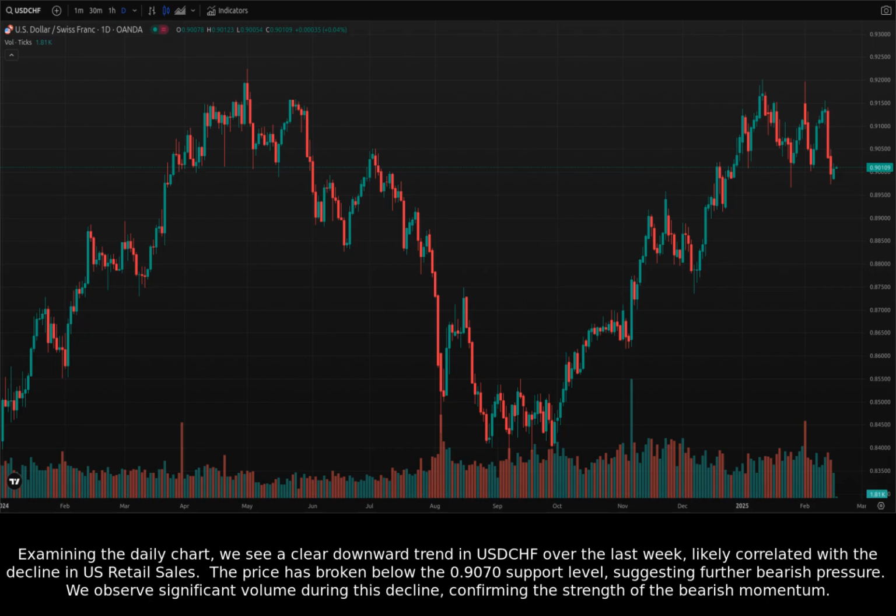Examining the daily chart, we see a clear downward trend in USDCHF over the last week, likely correlated with the decline in US retail sales. The price has broken below the 0.9070 support level, suggesting further bearish pressure. We observe significant volume during this decline, confirming the strength of the bearish momentum.